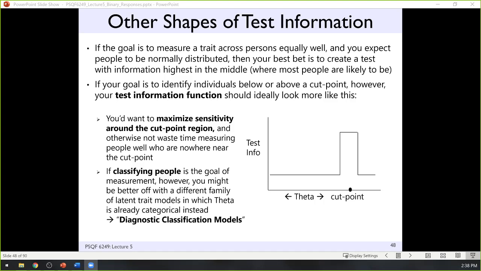If your goal is classification, then you need a different kind of latent trait model, which is known as a diagnostic classification model, also known as a cognitive diagnosis model. In those models, your trait is already categorical. So the theta would be whether or not you should be in gifted and talented. And the model is designed to maximize that cut point specifically. So just to put that out there, I don't know when that class is coming back, but it should be offered again, hopefully within the next few semesters.